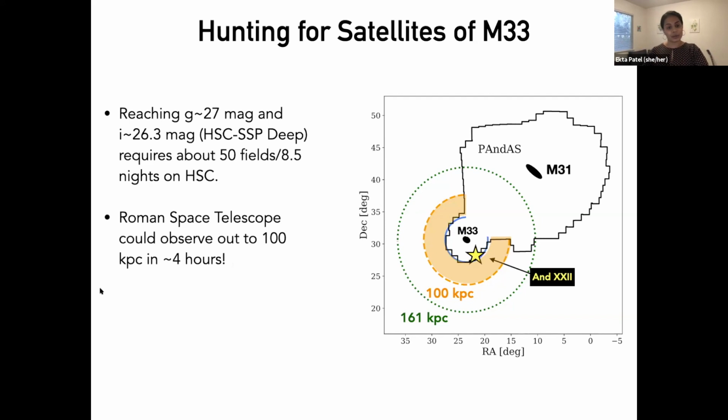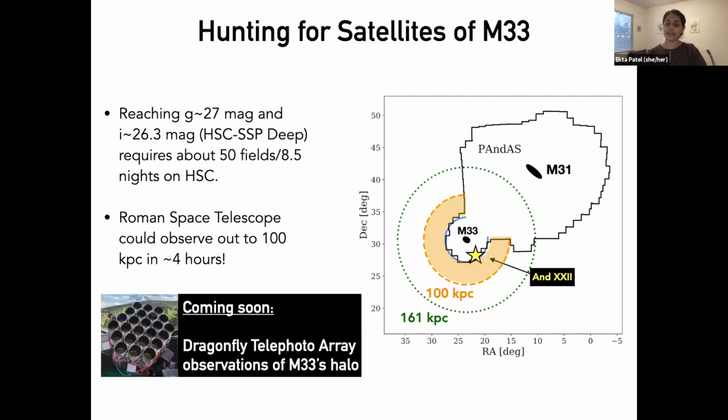And in the meantime, what we're doing is working with Shani at Princeton and the Dragonfly team. We're using the Dragonfly telephoto array to survey parts of this region and hopefully find some unresolved structures in M33's halo that we could then follow up and, if we're lucky, identify satellite galaxies around M33.